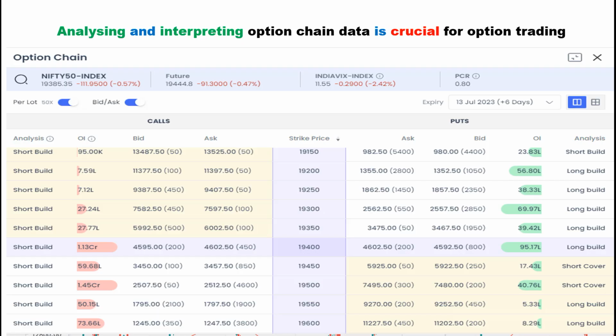Understanding the option chain is very crucial. Why? Because it will help you take only the convincing trades. So if we take only the convincing trades, what will happen? That will increase the probability of success.